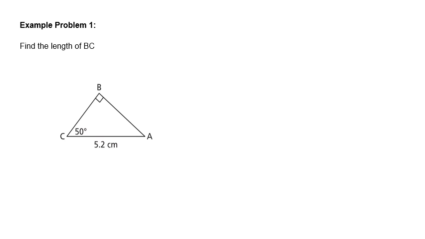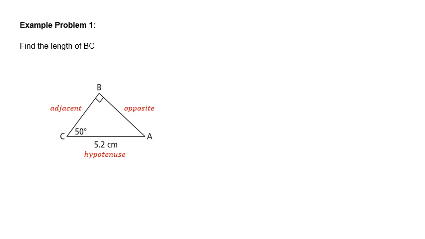So the first thing we'll do, and it's the same thing we do in all of these problems, is we label our triangle. Directly across from the right angle, we have the hypotenuse. And then directly across from the angle we're given, the 50 degrees, we have our opposite. And we have our other side, which is next to the angle we're given, which is our adjacent.